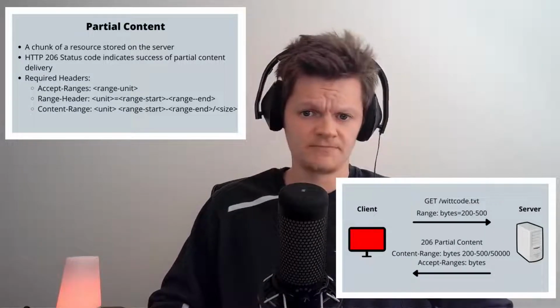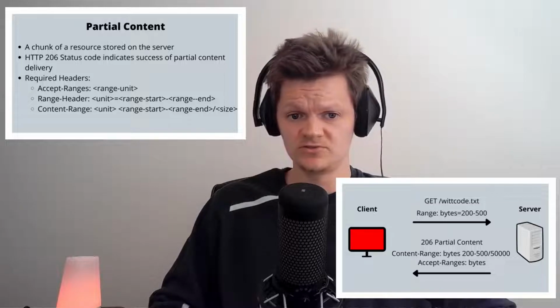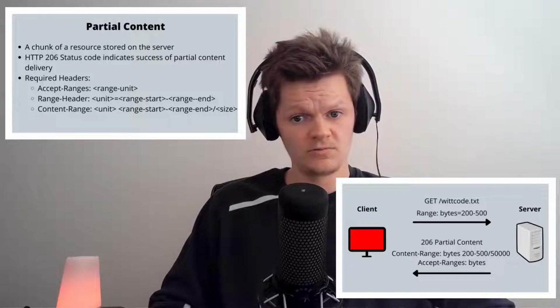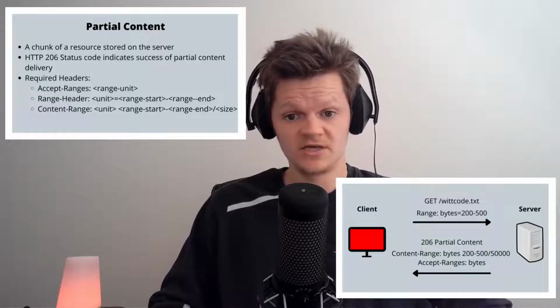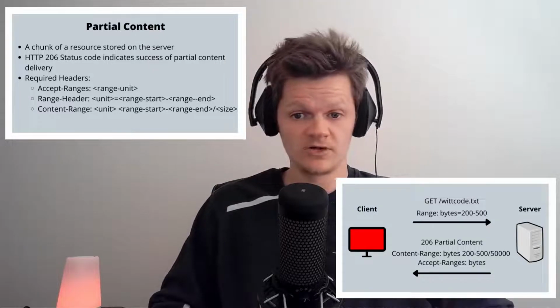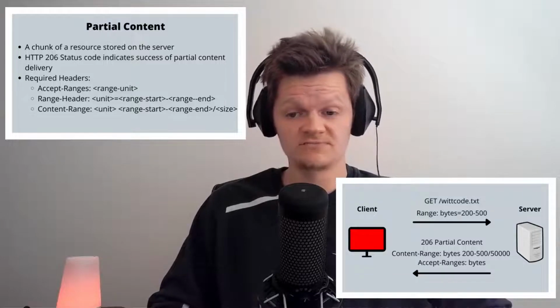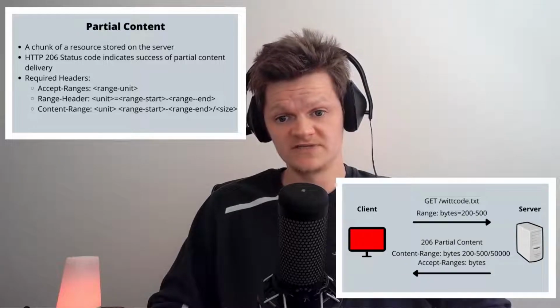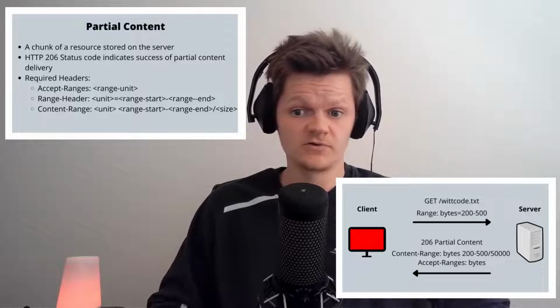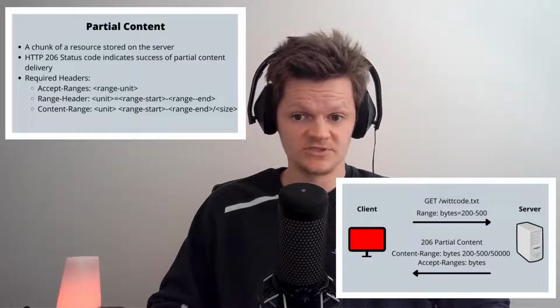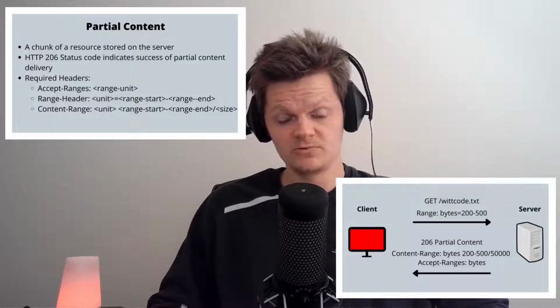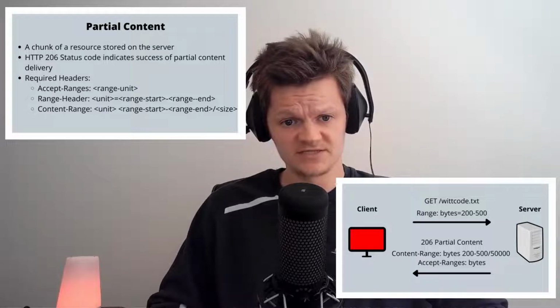And so in this introduction, I briefly touched on the HTTP 206 status code. Well, when working with partial content, the HTTP 206 response code is used to indicate that the request was successful and the response body contains the requested range of data. For example, if we requested the first 200 bytes of a text file and received a 206, the server's response body would contain those 200 bytes of text.